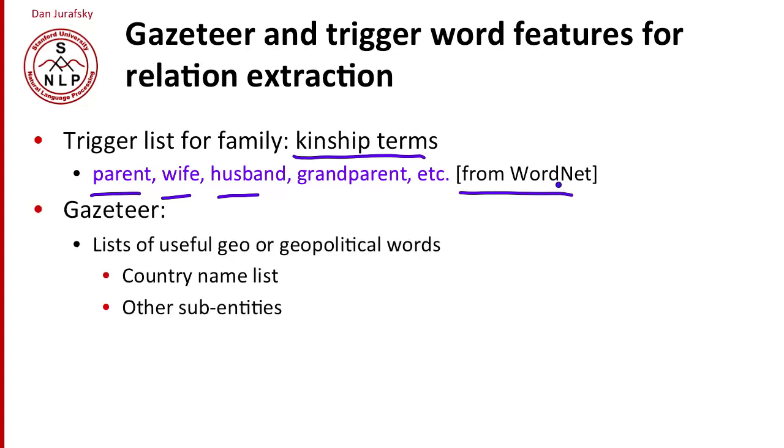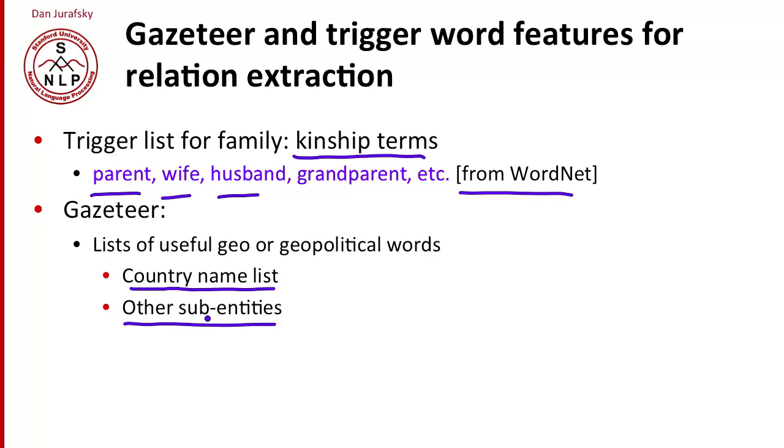And a gazetteer feature is a list of useful geographical or geopolitical words. So we might have a country name list in a gazetteer, or other kinds of subentities like names of rivers or lakes or states or cities and so on. That's going to help us know that San Francisco is in California and California is in the United States and so on.